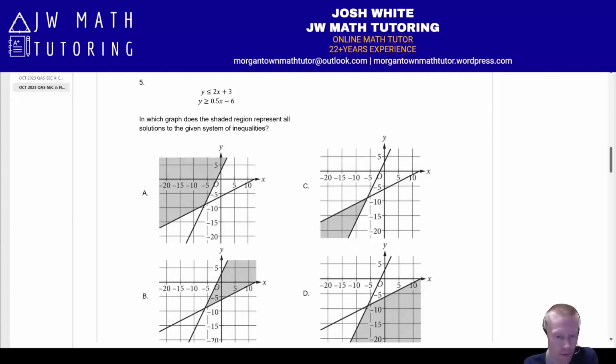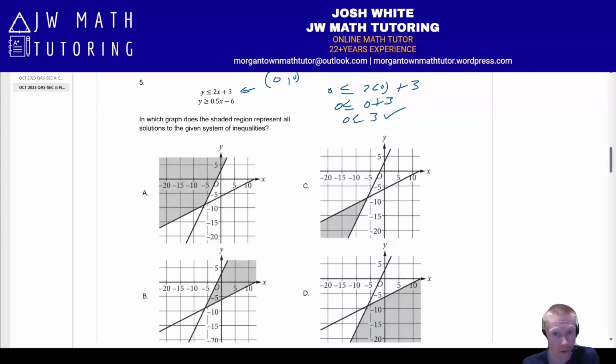So, for example, I'm going to pick some test points, and let's say for the top one, I'm going to pick 0, 0. So if I plug that in, I get 0 is less than or equal to 2 times 0 plus 3. 0 is less than or equal to 0 plus 3. 0 is less than or equal to 3. Okay, so that checks. So for the line y equals 2x plus 3, 0, 0 works in it. That means I need to be shading in the region where 0, 0 is located.